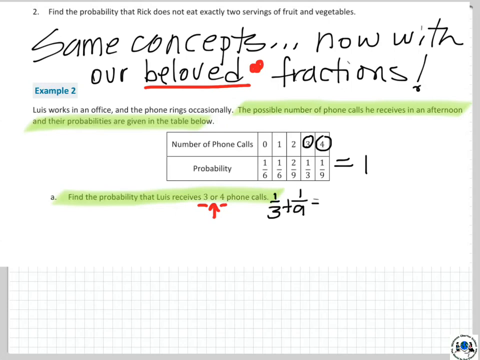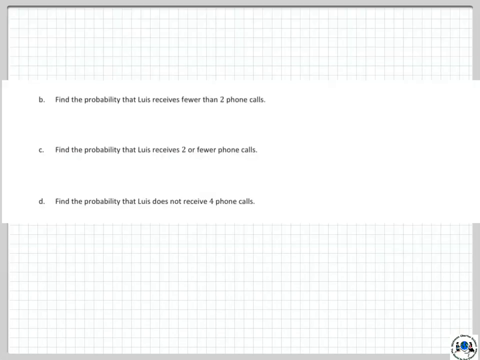All right, 1/3 plus 1/9. Of course, can't do it as that. So we have to go ahead and get a common denominator, and hopefully by now, 3/9 just pops into your head immediately as being equivalent to 1/3, and then we would have a probability of 4/9 that he receives 3 or 4 phone calls. Okay, so here in the same vein, would you go ahead and do these 3, B, C, and D, and come on back and we'll check in.